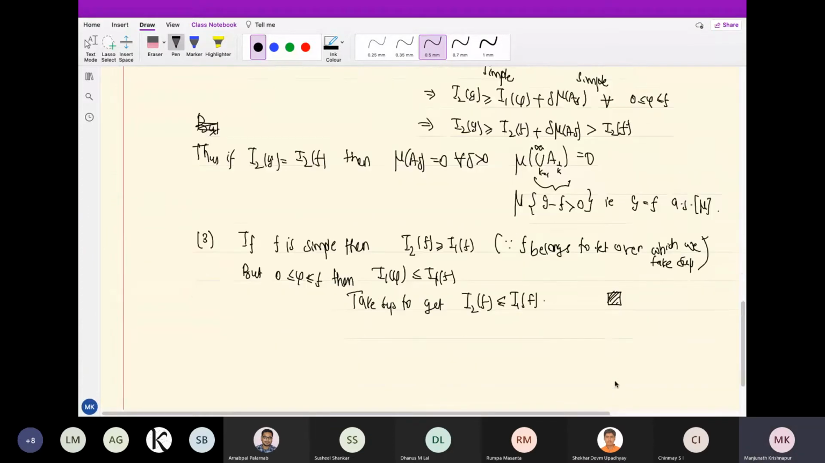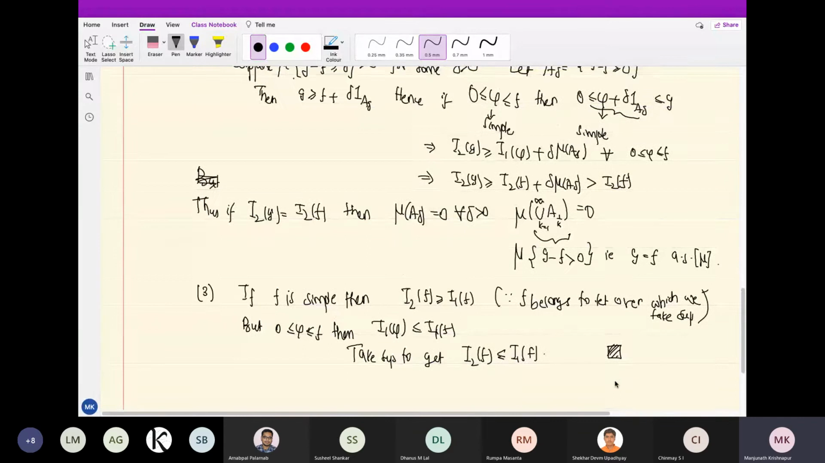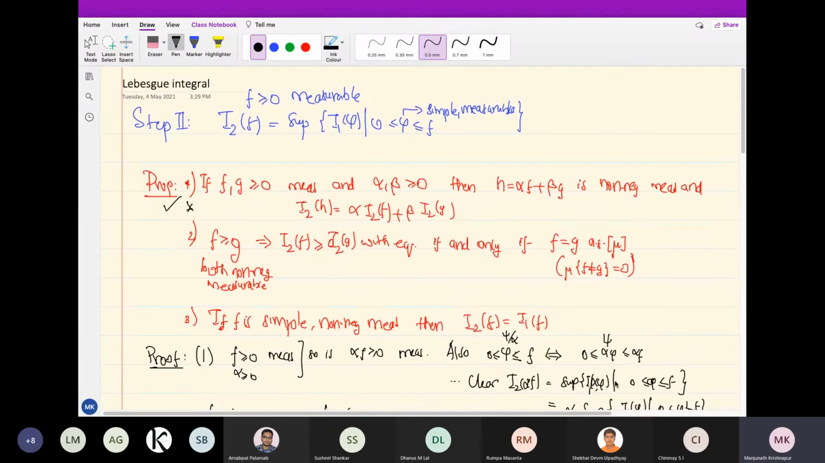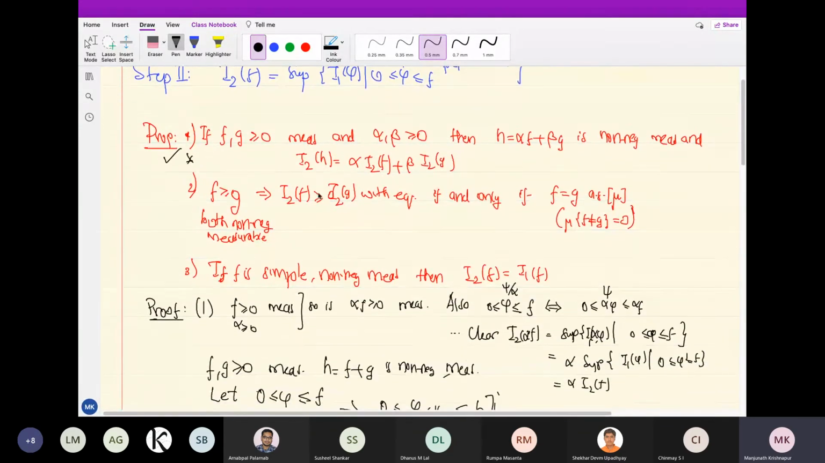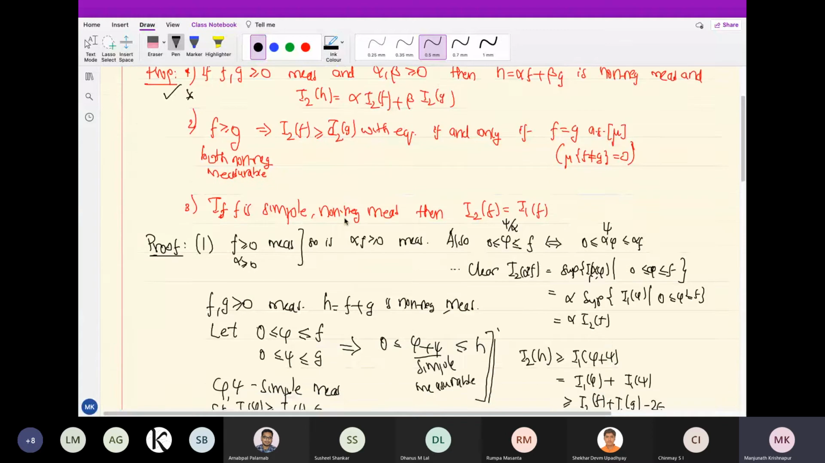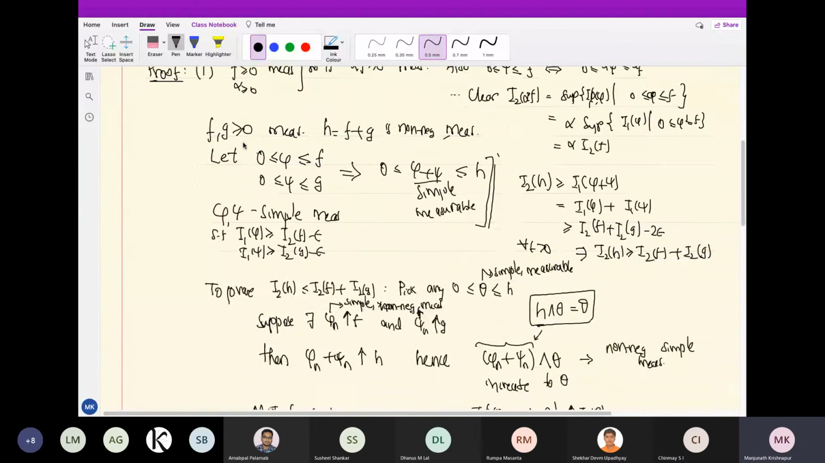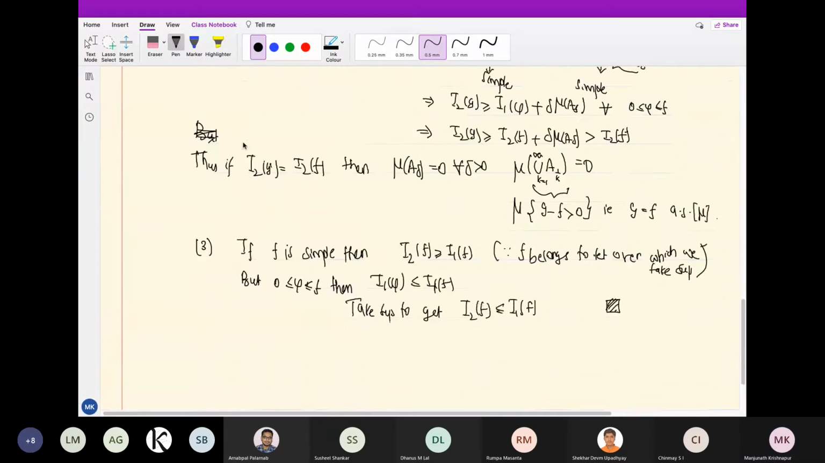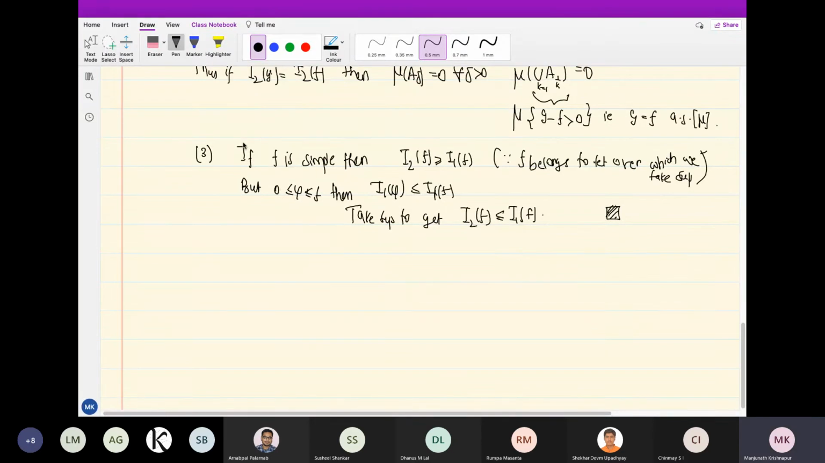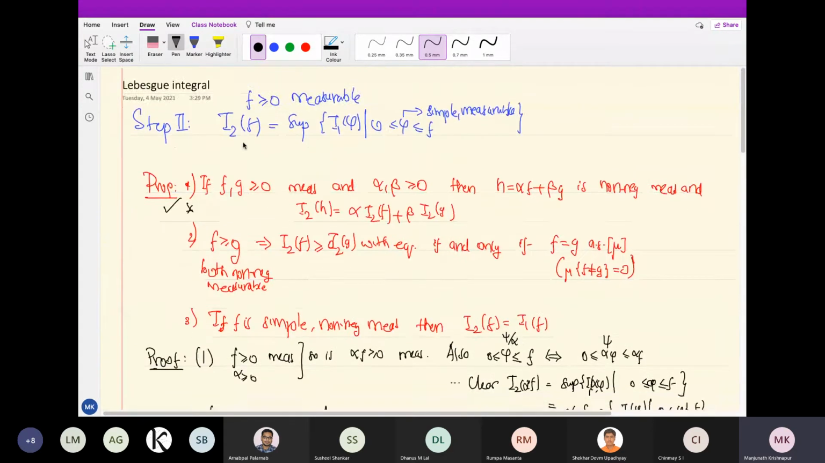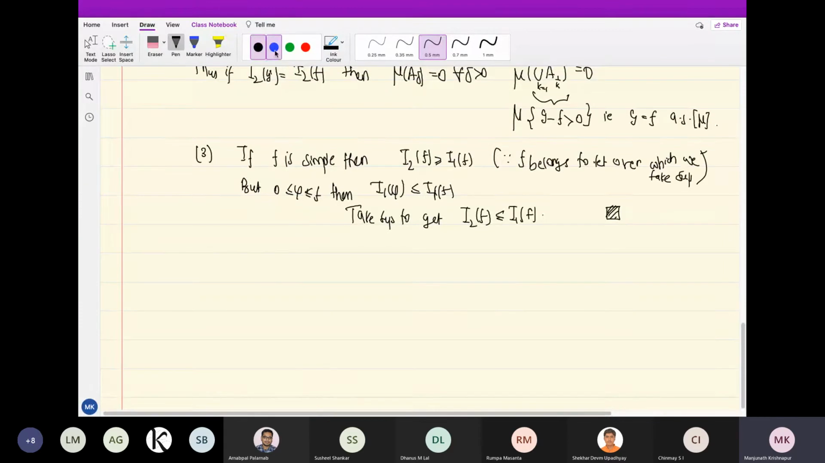Okay, so that's all. Once you have monotonicity, this part is easy. So I2 and I1 agree on non-negative simple measurable functions. And we have the additivity, linearity under multiplication by positive scalars, and monotonicity for I2. Okay, any questions? So that completes the second part. So it only remains to go to the third part, which probably I can squeeze in here. Can I? Yeah, let's try.